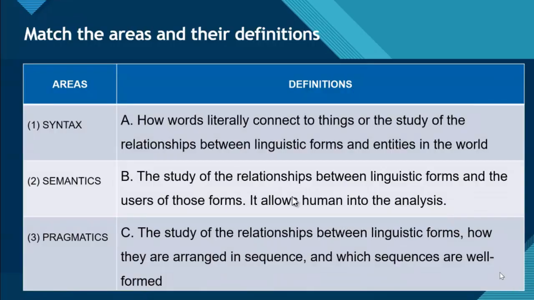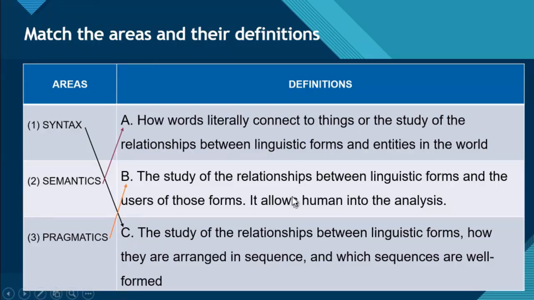Number 1, syntax, I match with C. Number 2, semantics, I match with A, and pragmatics, B. Okay, thank you very much. Look at this one, please. So syntax we go with C, semantics with A, and pragmatics with B. Thank you very much, Thin.